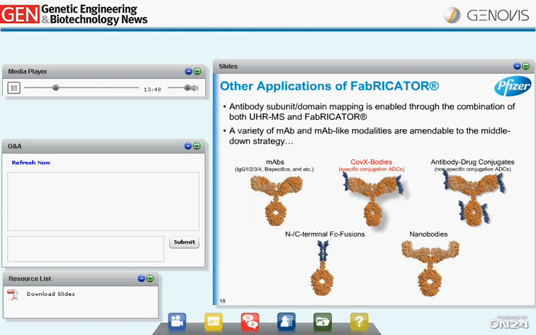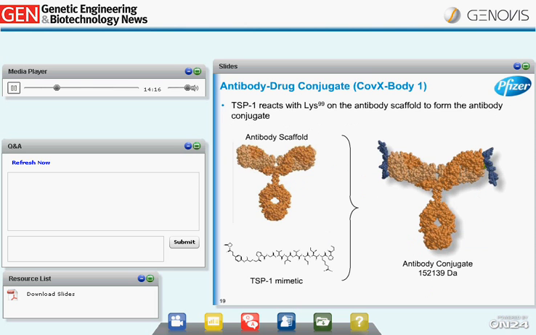You can utilize it for an array of mAbs, IgG 1s, 2s, 3s, and 4s, bispecifics, and other numbers of antibodies. You can also utilize it for COVAX bodies, which is a type of fusion antibody. There's also antibody-drug conjugates, nanobodies, and N and C-terminal FC fusions. We will focus here on the use of the enzyme with COVAX bodies. The first example will be used for COVAX body 1.